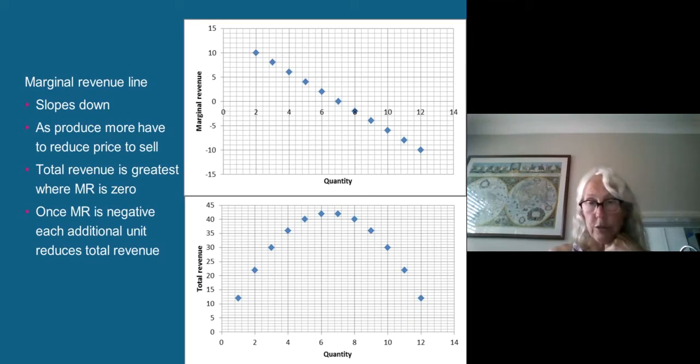So if we look at our total revenue curve here, there's the 0, and it aligns there. So the top of that total revenue curve is where the marginal revenue crosses 0. Okay, and that's when we've got our greatest total revenue.